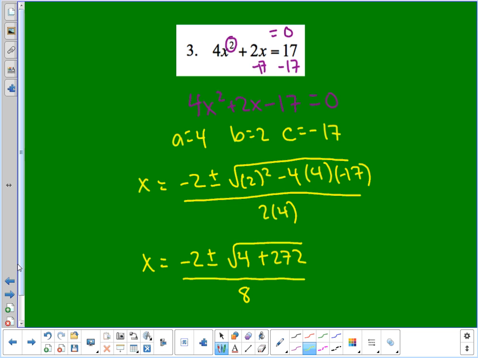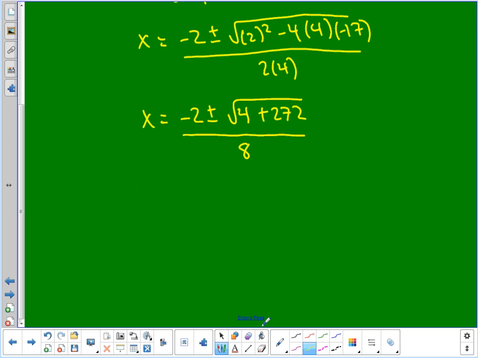And you should be checking all of these with your calculator as we go so that you know you're typing them in the right way and getting the same answers I did. So I have x is equal to negative 2 plus or minus the square root of 4 plus 272, which is 276, and then all over 8. Now I typed the square root of 276 into my calculator. It is not a perfect square. You're going to get a big long decimal here. This is why we say round your decimals to 2 places. So that's what I'm going to do next.